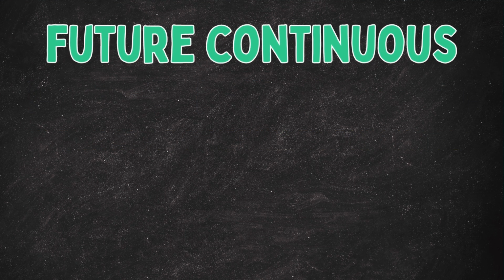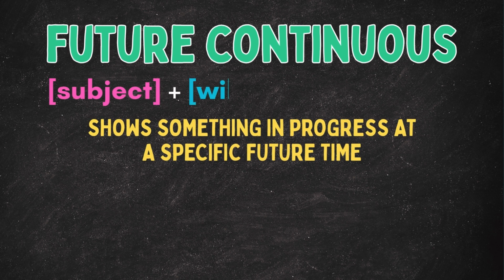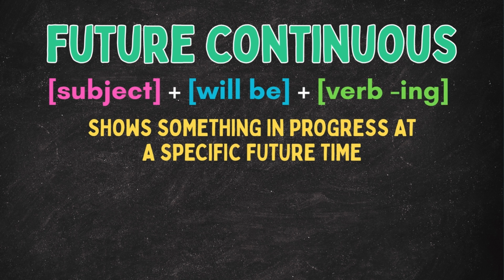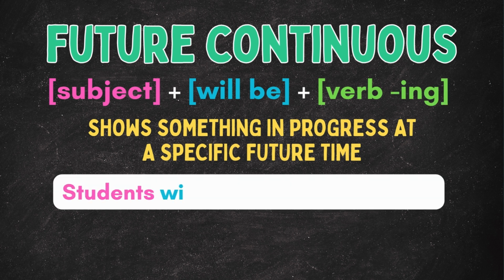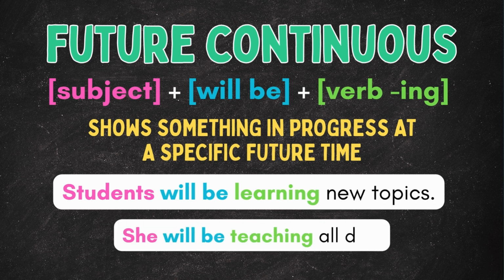Future continuous. The future continuous shows something in progress at a specific future time. The sentence structure consists of subject plus will be plus verb with ing. For example, students will be learning new topics. She will be teaching all day.